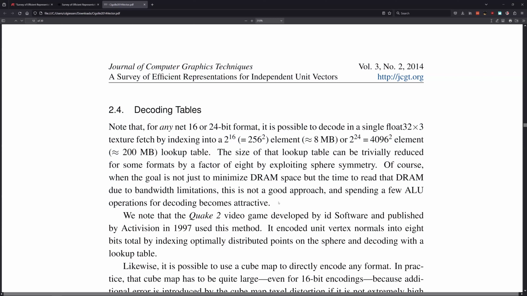Oh, that's a fun observation. You just take your integer value and treat it as an index into a table for the actual value. Totally doable, but it's completely bonkers from a I want to minimize bandwidth perspective.